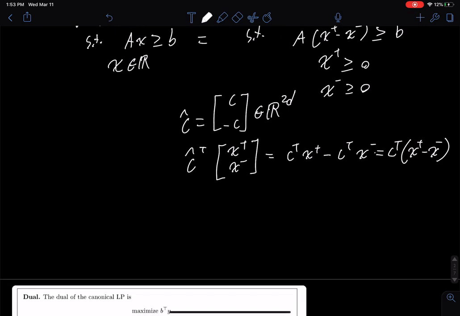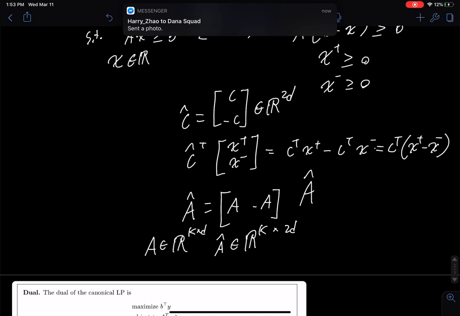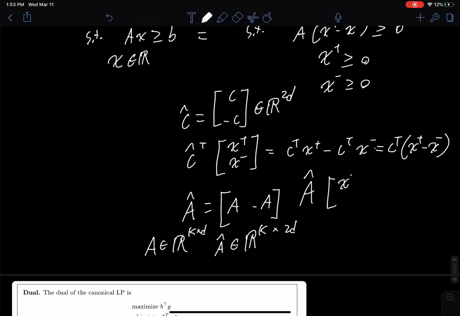Similarly, we'll define an A hat to be equal to A over negative A. Or, I'm going to do a slightly different thing here. We're going to define A hat to be equal to A with a copy of negative A adjoined to the right of it. And if A was an element of R^(K by D), let's say, then A hat is going to be an element of R^(K by 2D). And further, if we just do A hat times our vector x plus, x minus, then this is going to be equal to Ax plus minus Ax minus.